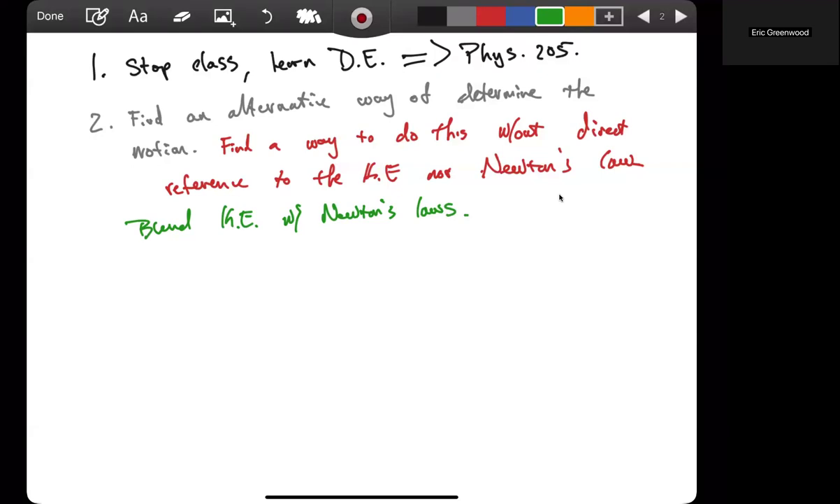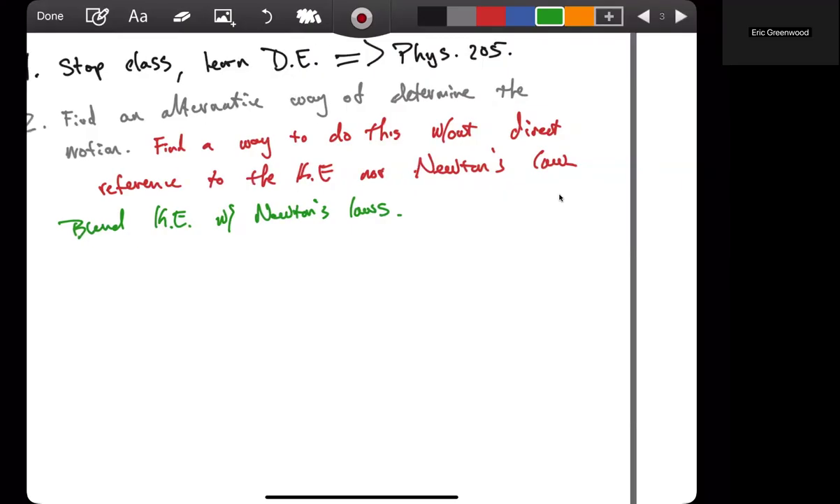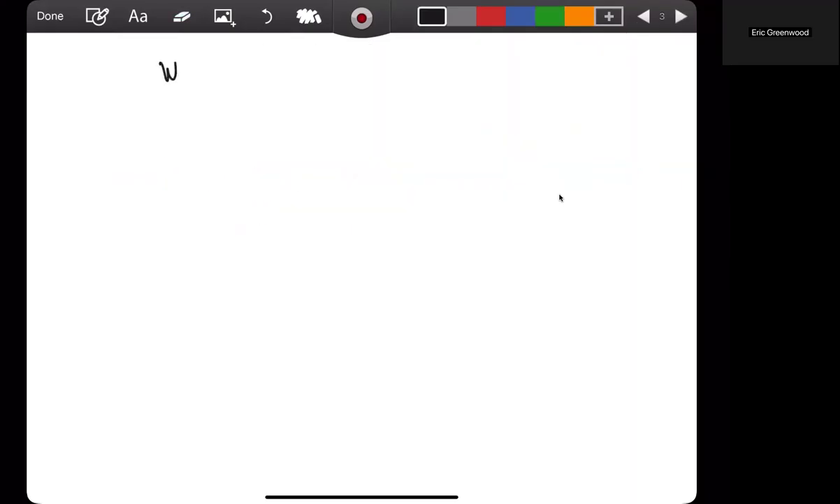Now, to do this, we're going to get a little abstract for a little while, but we'll bring it all back together and then it'll hopefully make a whole bunch of sense. Okay. So our story is going to start with this idea called work. So what is work? Work we're going to call W.